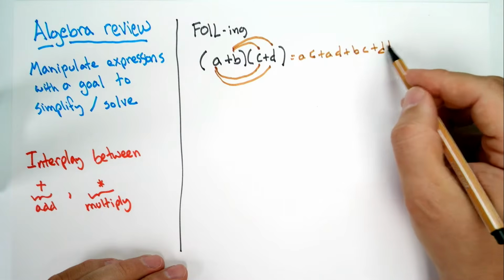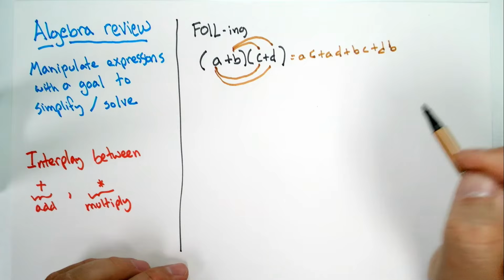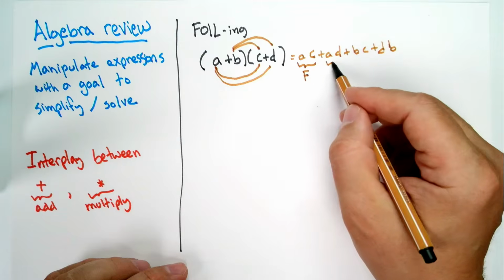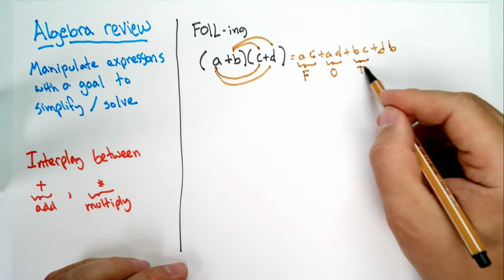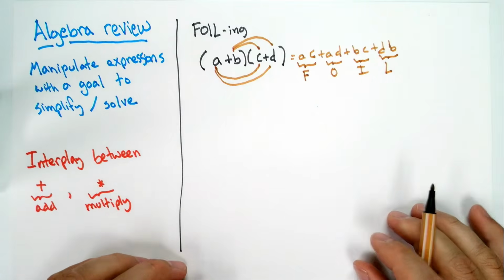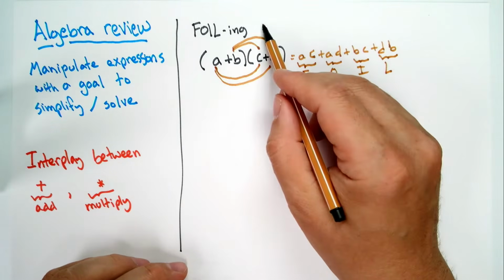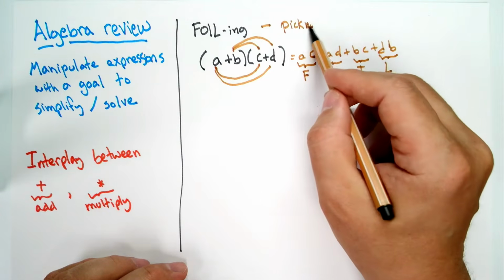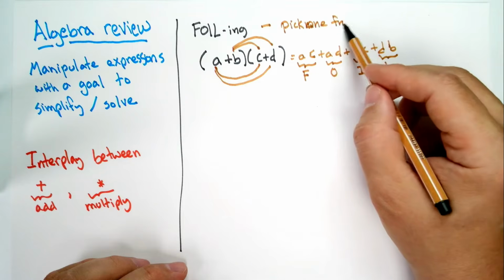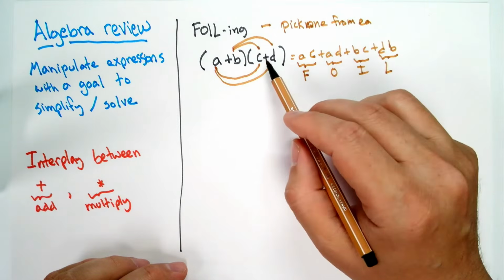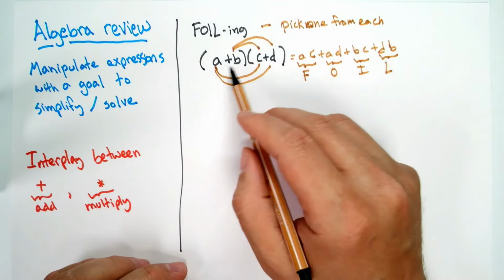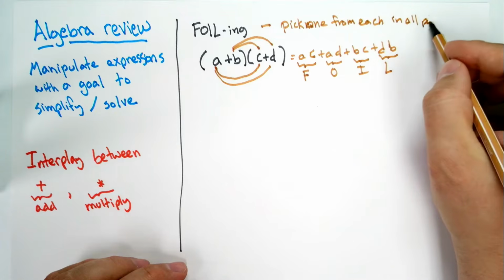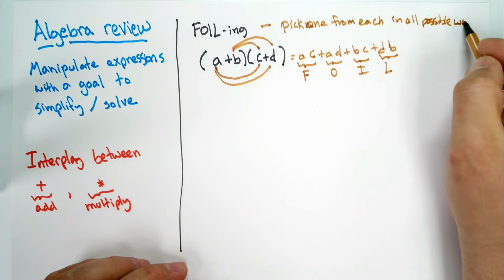That's BD, which is the same as DB. Order of multiplication doesn't matter. But notice here, you get the first terms, the outer terms, the inner terms, and the last terms. That's where the word FOIL comes from. But what's the real principle? The real principle says if we're multiplying things together, you pick one from each in all possible ways. If there's 2 here and 2 there, there's 2 choices, 2 choices, you end up with 4.